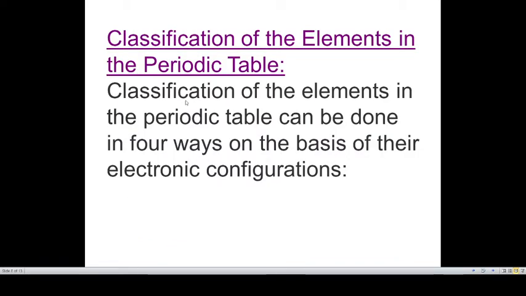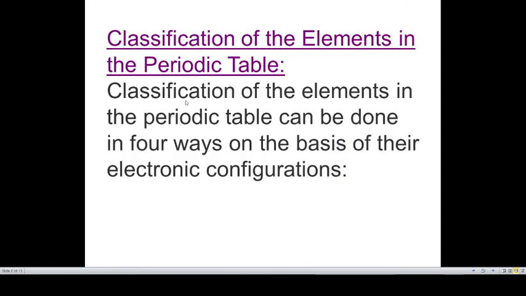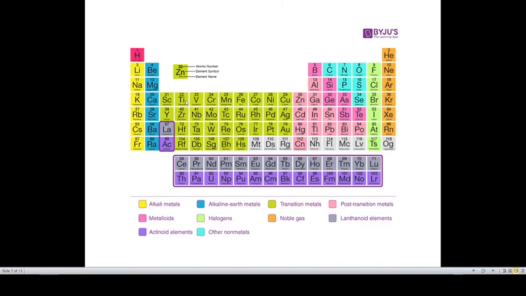Now, classification. You can see over here the periodic table, and there is some classification. It is classified into 4 types on the basis of electronic configuration. The first one is noble gas elements. In this periodic table there are noble gas elements. You can see the color shown over here; the elements filled with this color are the noble gas elements.